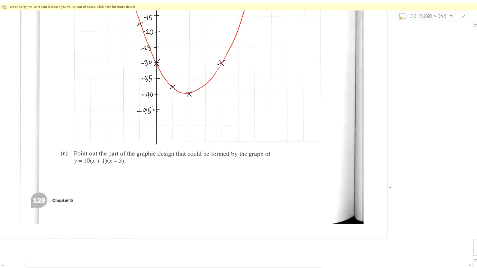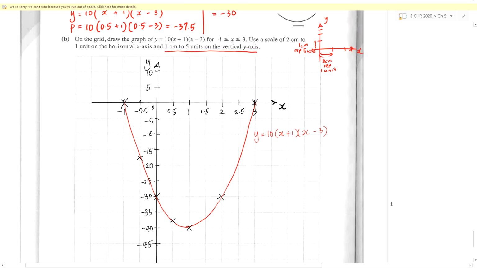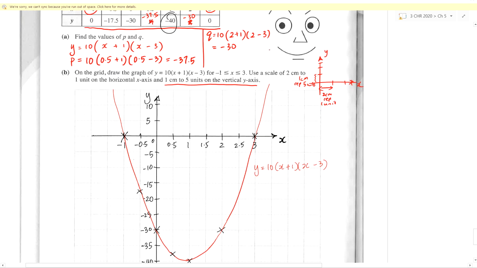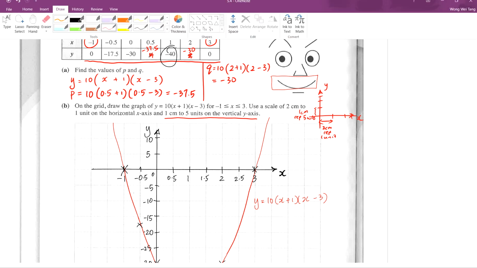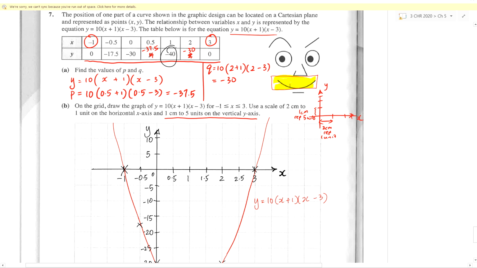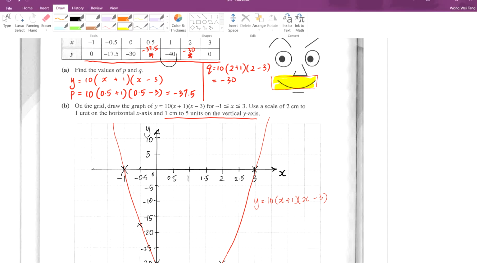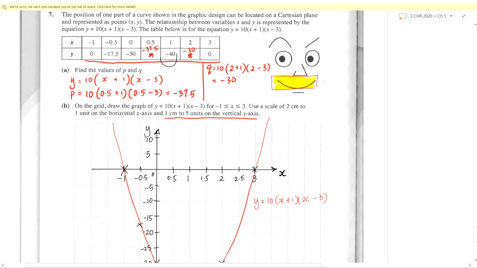In the next part, part C, point out the part of the graph that could be formed by this graph. So this is a parabola opening upwards. We see that if we were to extend it, it keeps going up and up. It's like a smiley face. It's a smiley shape, and that will correspond to this portion of the graph. So highlight that, and that is our answer for part C. I will now remove all the distractions. Okay, so label it clearly that this is the answer for part C.